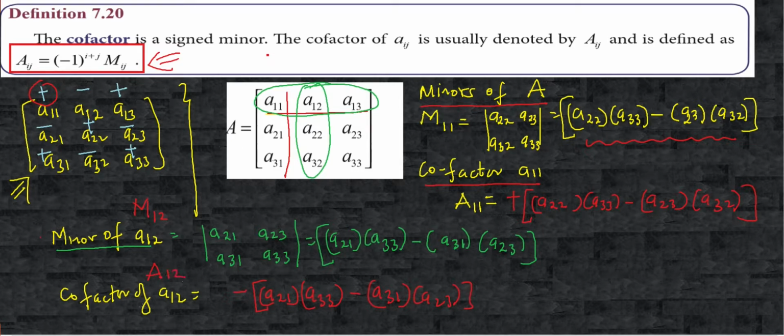So these are some of the things that you need to understand and watch out for. In the next class, we will be doing some related questions with regard to minors and cofactors.